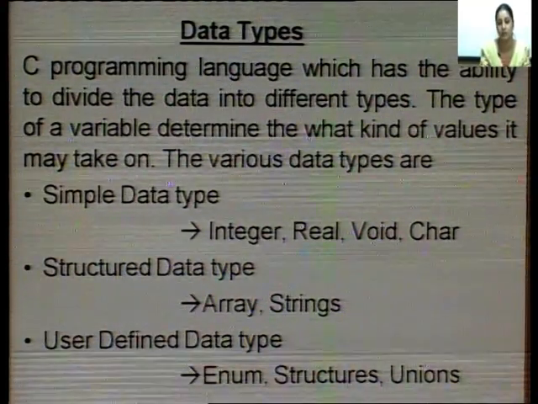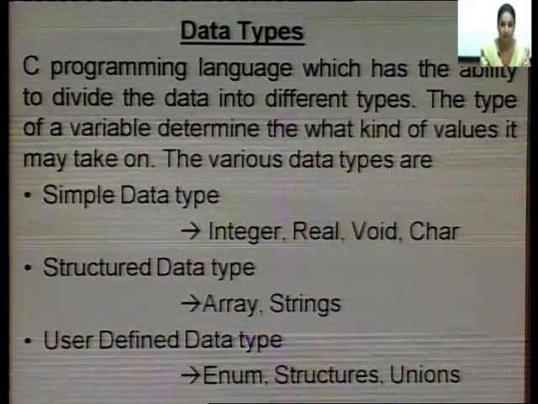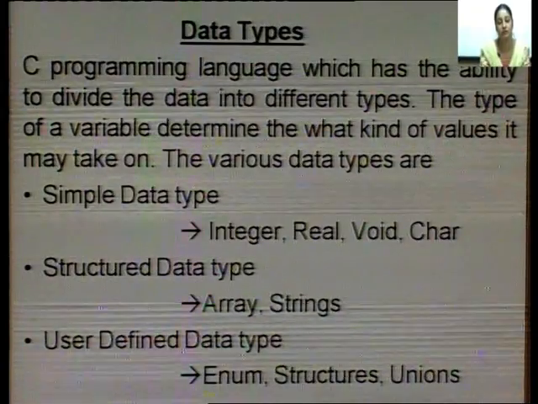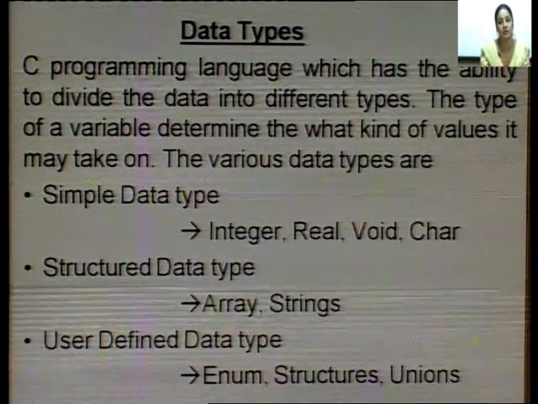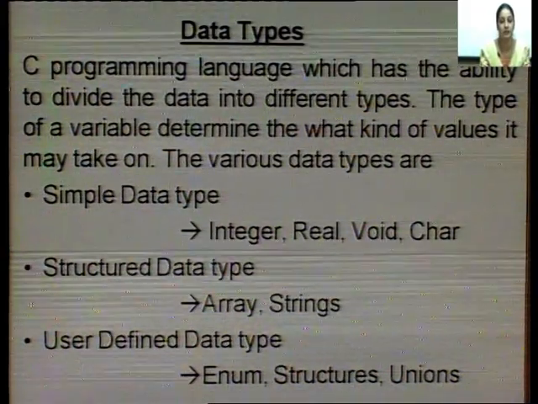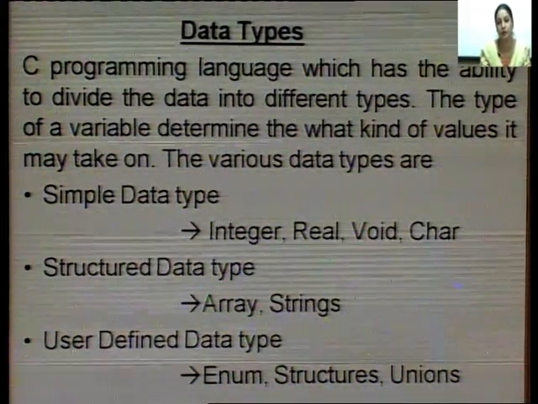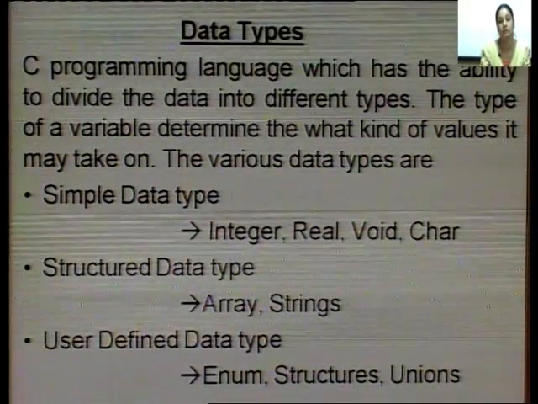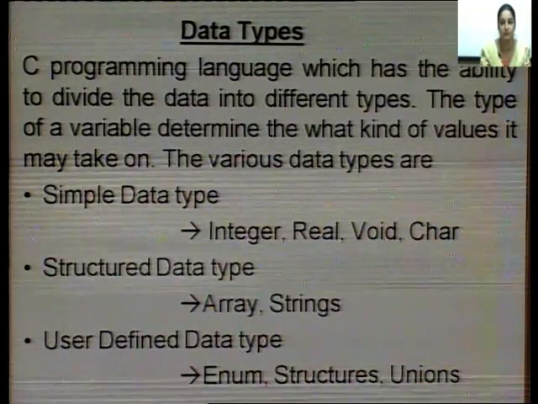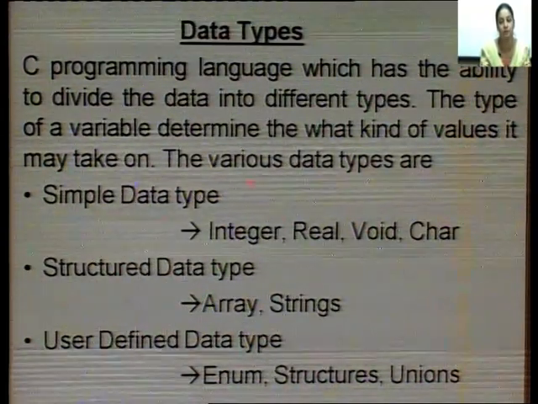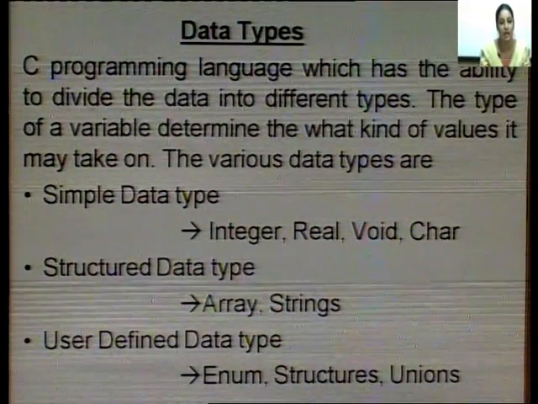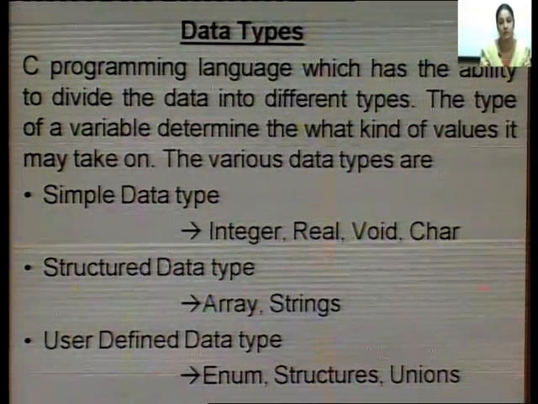Here the simple data types are integer, real, void and character. These are the data types which are predefined, given by the C programming language. These are the data types which hold the different kinds of data for us. And the structured data type is a group or collection of simple data types. If we combine a group of integers, a group of reals, or a group of characters at one place, that is known as an array or a string. This is known as a structured data type.